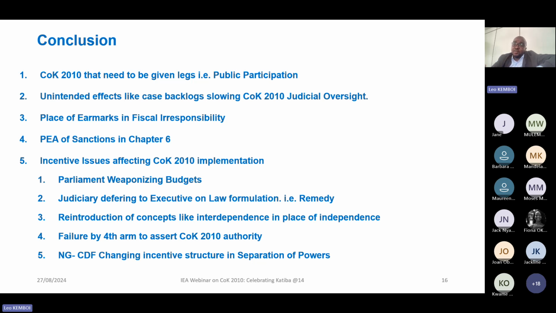That independence and autonomy was for a function, so that the incentive incompatibility problem is not created, whereby that power is centralized under one person. Then we've spoken about the fourth arm, which is the Constitutional Commission's failure to assert the authority, and then again, NCGDF changing the incentive structure in the separation of powers.